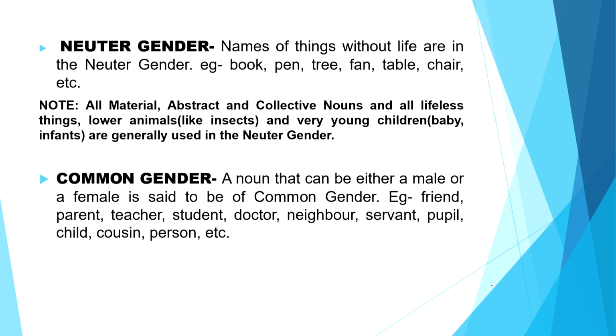Now, next comes neuter gender. Names of things without life are in the neuter gender. Example, book, pen, tree, fan, table, chair, etc. Now, note one very important thing, all your material, abstract and collective nouns and all lifeless things, lower animals like insects and very young children like baby, infants are generally used in the neuter gender. So, keep this point in mind.